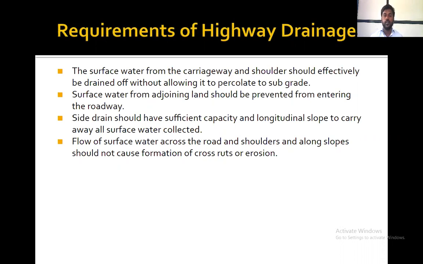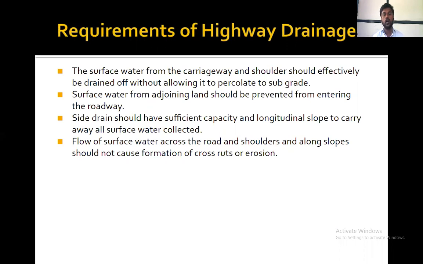Surface water from the adjoining land should be prevented from entering the road. Suppose the road is formed into cuttings and the adjoining soil is above the level, okay, what will happen? Whatever water is there in the adjoining fields will enter into the sublayers of the pavement. When the road is formed into the cutting, water will try to enter into the layers of the pavement. Okay, to avoid that, we have to provide the highway drainage system.